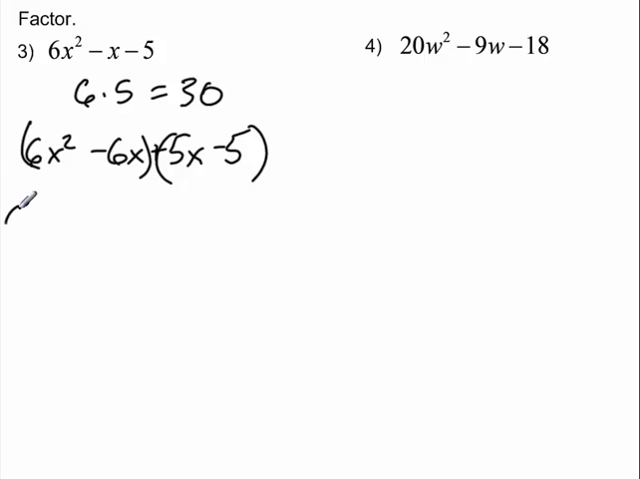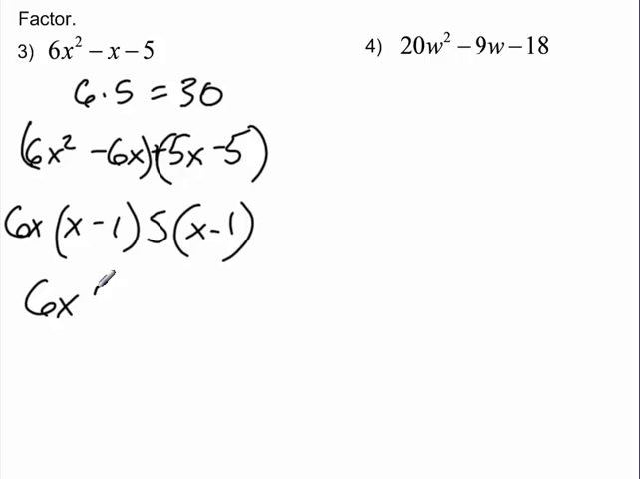You end up with factoring out a 6x here, which gives me x minus 1. 6x divided by 6x is 1. And then factor out a 5 here, which leaves me with x minus 1. Good, I got the same thing in the parentheses. So my factors are 6x plus 5 and x minus 1.